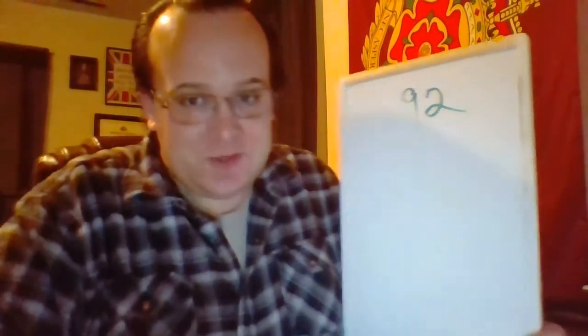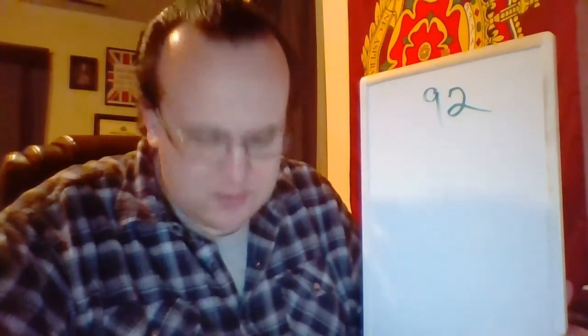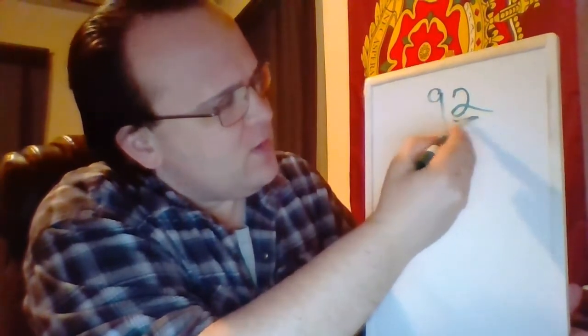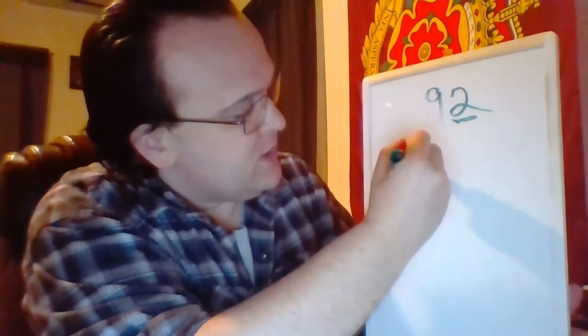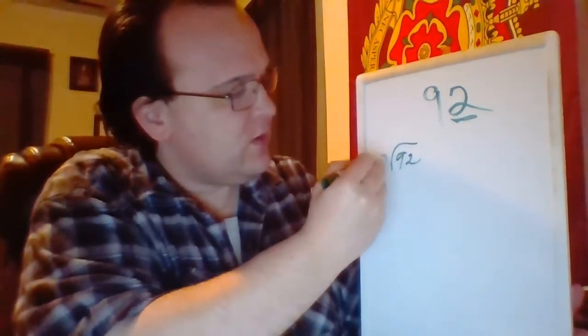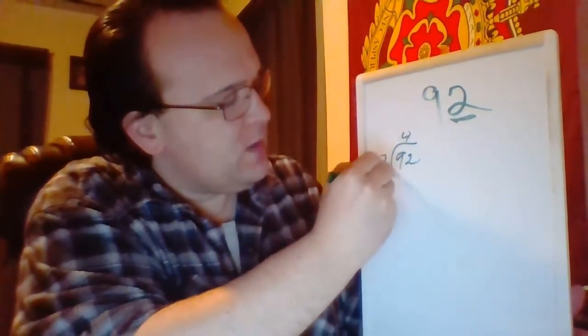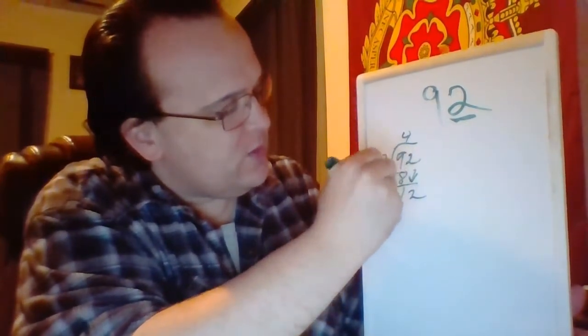All right, so 92. Well, let's see. I'm not entirely sure what the factors of 92 are. So, well, it's an even number, right? So it should be divisible by 2. So let's see, 92 divided by 2. 2 goes into 9, 2, 4, 6, 8, 4 times. 12, all right, you bring down the 2.